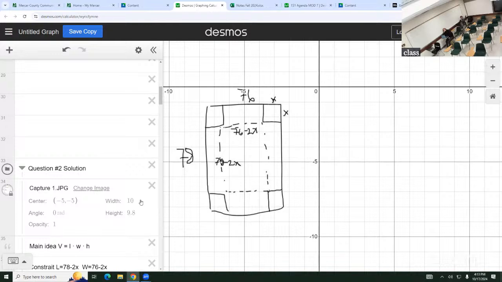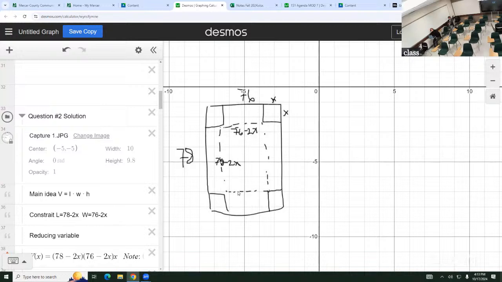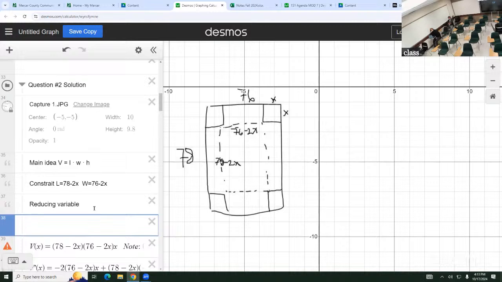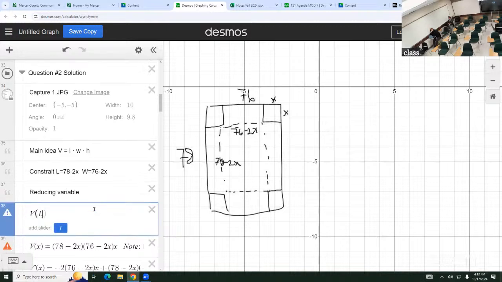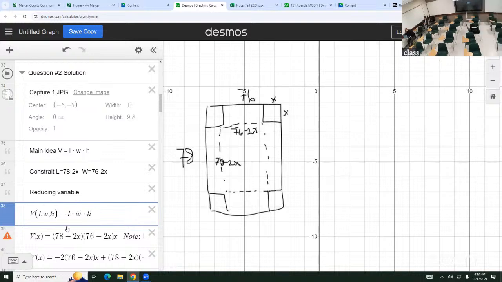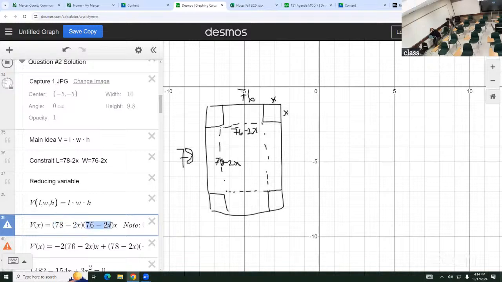Okay. So then all you have to do is understand that you're making constraints, so the main idea is the volume. Volume is a function of length, width, and height. Okay, and it's just length times width times height. That's it. But now I only want it in terms of x. So I can constrain each one of them. The length is going to be 78 minus 2x. The width is going to be 76 minus 2x. And the height is going to be x.